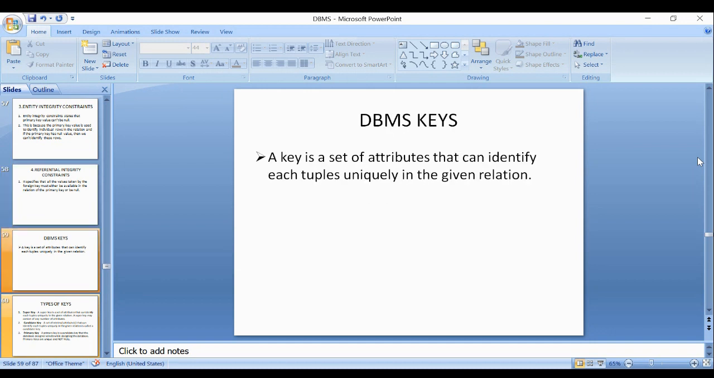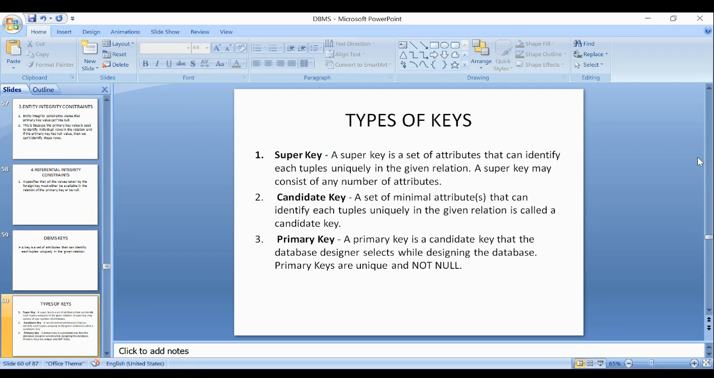Now coming to the DBMS keys. A key is a set of attributes that can identify each tuple uniquely in the given relation. Now coming to the types of key. Superkey. A superkey is a set of attributes that can identify each tuple uniquely in the given relation. A superkey may consist of any number of attributes. Now coming to candidate key. A set of minimal attributes that can identify each tuple uniquely in the given relation is called a candidate key.